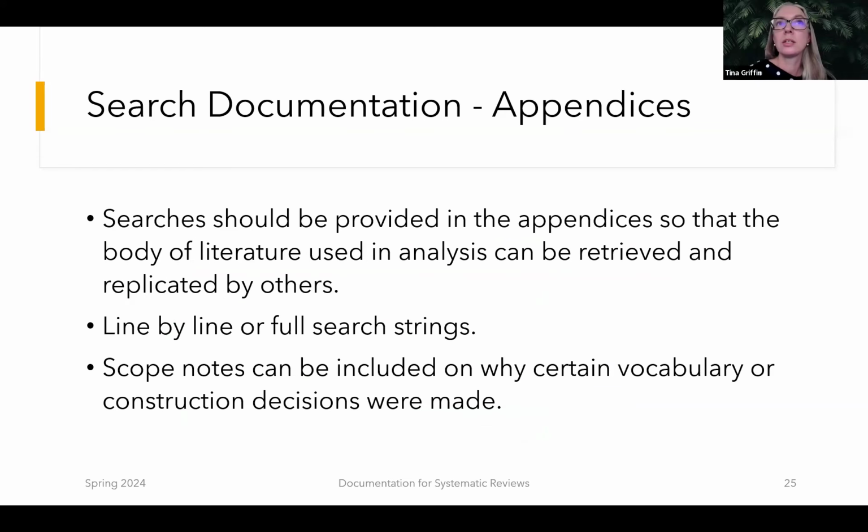And those searches, in addition to just describing I searched in these databases, these full searches should be provided as appendices so that this search can be replicated by anybody else that is looking at your systematic review. Again, this should be transparent and replicable. So they're usually provided as appendices. It's usually presented as line by line or full search strings. Again, a tier 1 consult will guide you on how to do this, but I have a couple of examples on the next slide. And a scope note can be included on why you made certain decisions that you did.